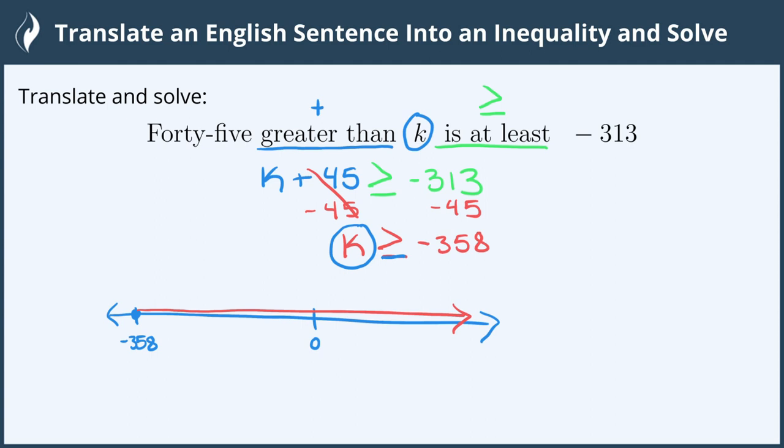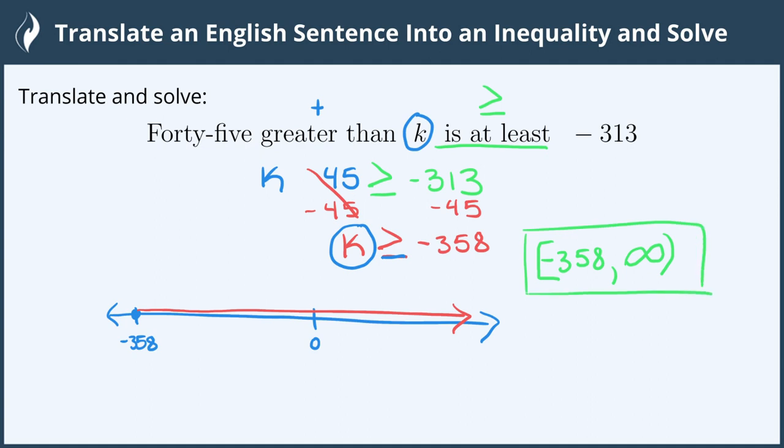And so if we were writing this in interval notation, we would start at negative 358, going from left to right. And because we can include it, it will be a bracket, or comma, and then the very largest it goes is to positive infinity. And because we cannot include positive infinity, we use a parenthesis. So here's our interval notation as the solution to this inequality, and we're all done.